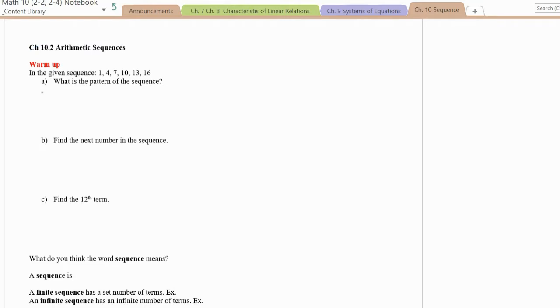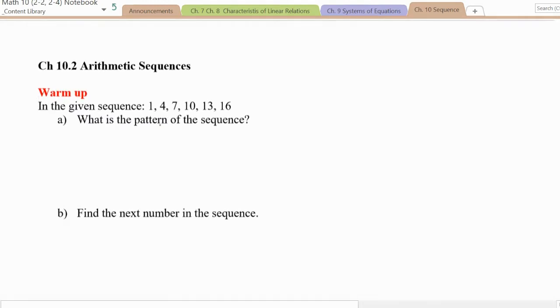Look at the warm-up question. In the given sequence 1, 4, 7, 10, 13, and 16, what is the pattern? Okay, everyone, let's find the pattern. So this is increasing, right? The numbers are increasing. It goes up by 3. So we say it goes up by 3.